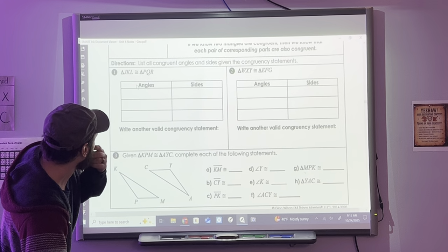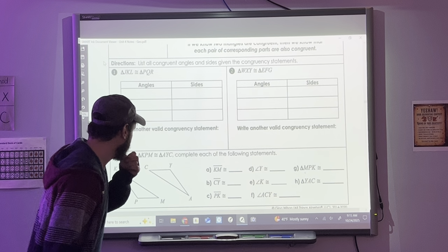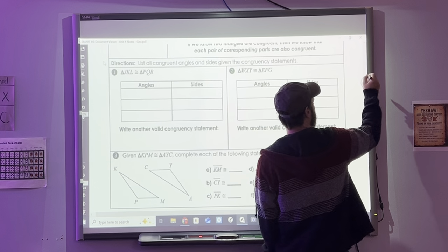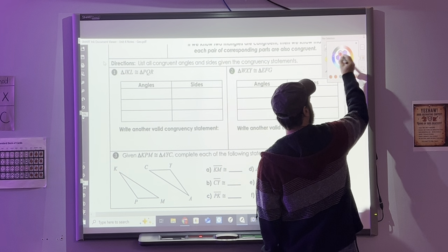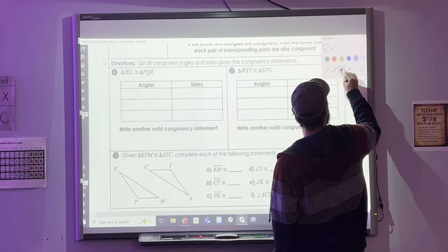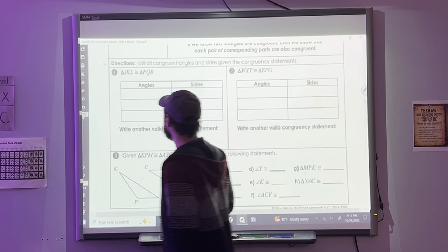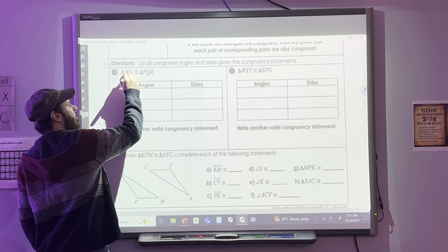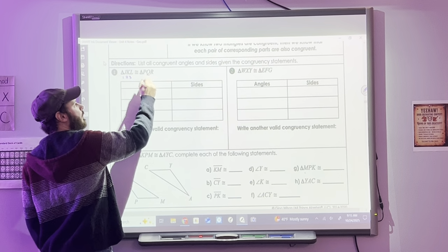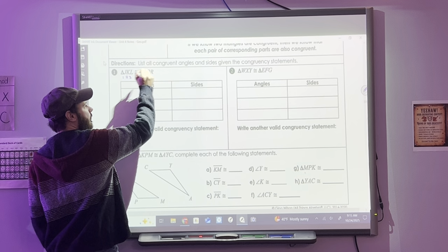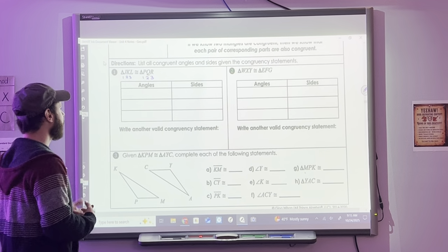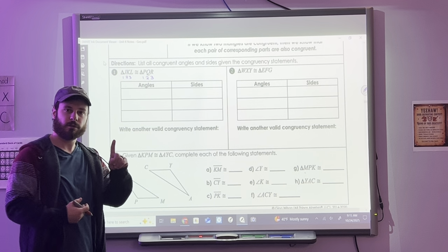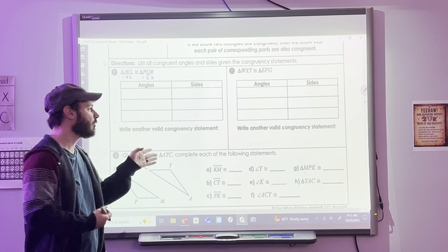We're gonna write our own congruency statements here. So maybe my example earlier was good enough for you to just go ahead and do this. But if not, I would suggest that we label 1, 2, 3, 1, 2, 3. And I'm gonna pair them up. Angles. Angles is just one letter, just one letter. Up top it was angle A matched angle D.